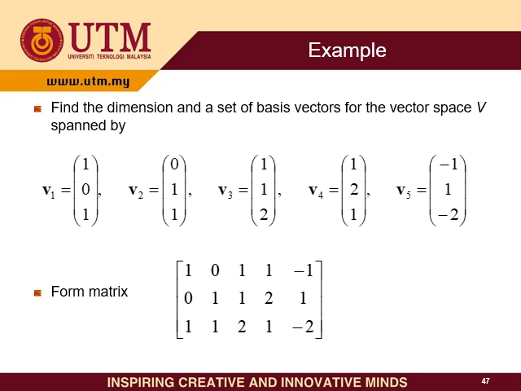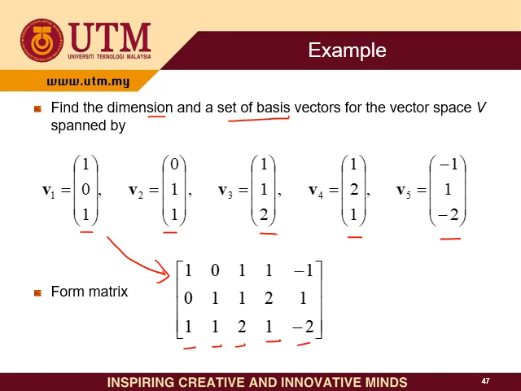We look at the example now. They ask us to find the dimension and set of basis vectors for the vector space V that is spanned by these 5 vectors here, V1, V2, V3, V4 and V5. So what you need to do, first thing is, this is a column, right? So we need to make it into a matrix. This 1, 0, 1, vector 1, 1, 1, 0, 1, vector 2, 1, 1, 2, vector 3, 1, 2, 1, vector 4, and negative 1, 1, negative 2 as your vector number 5.